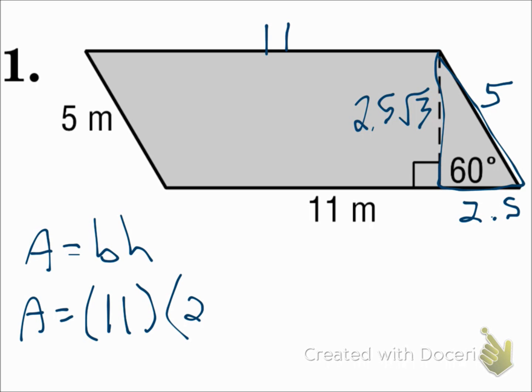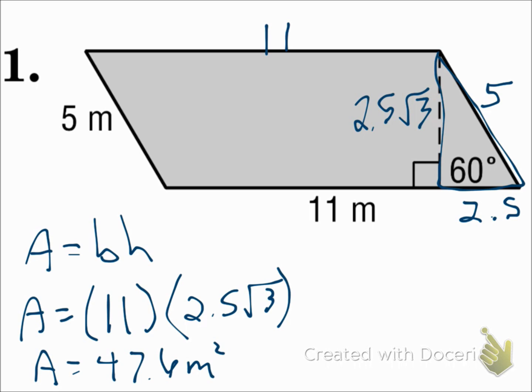So 2.5 times the square root of 3 for my height, and when I punch that in, that's 47.6 meters squared. Again, remember, to get the height, we had to take half of the hypotenuse to get 2.5 for the short leg, and the long leg is short times the square root of 3.